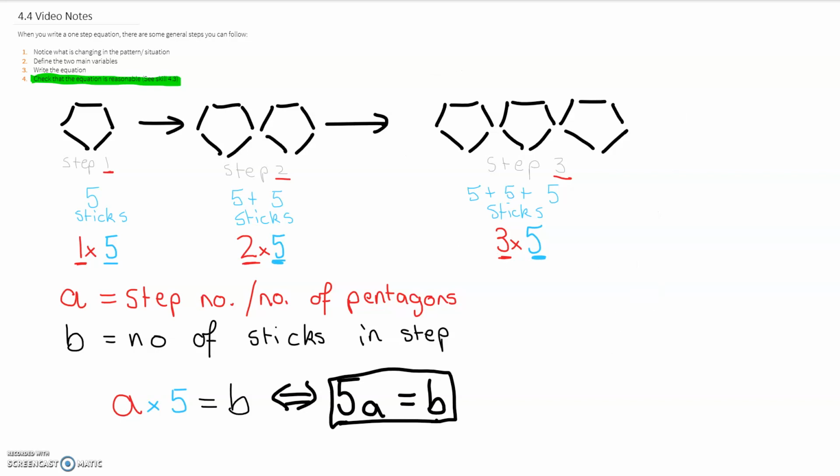So I'm going to take this step and say, all right, well, I know that A, the number of pentagons, is 3, and B should be 15 sticks. So let's put A equals 3 into our equation and check. So 5A equals B. So 5 times 3 equals B. And we know that 5 times 3 is 15. And that's what we should get. It matches, so we know our equation's correct. Hooray, we've written an equation.